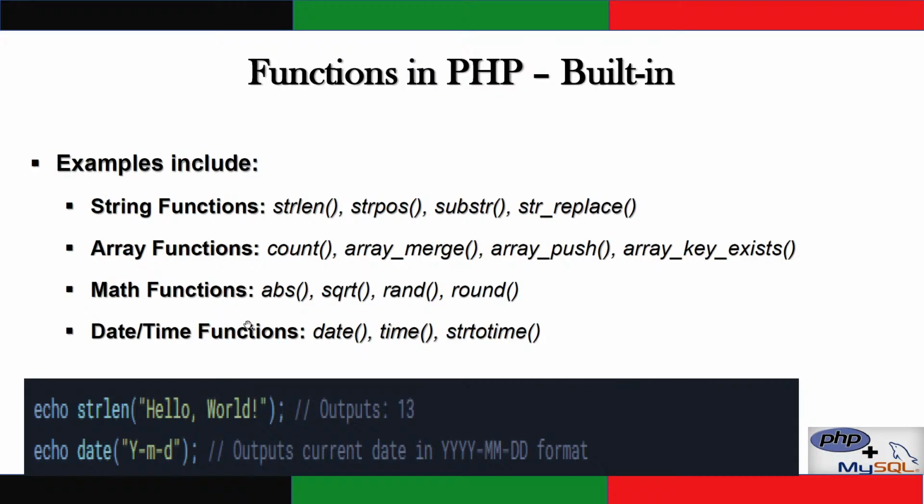The math functions like the absolute, probably changing from negative to positive. The square root, you already know that. The random, you want to generate a random number. Rounding, you want to round a number. The date functions like the date, the time, the string to time, converting our time in a string format.